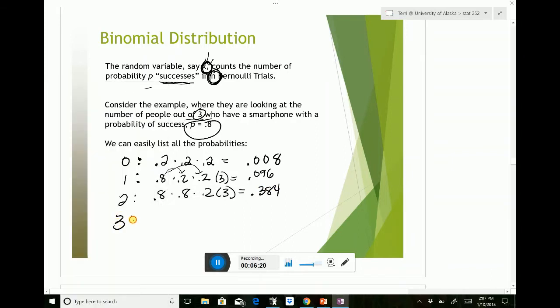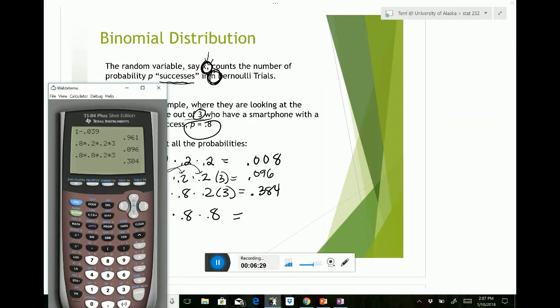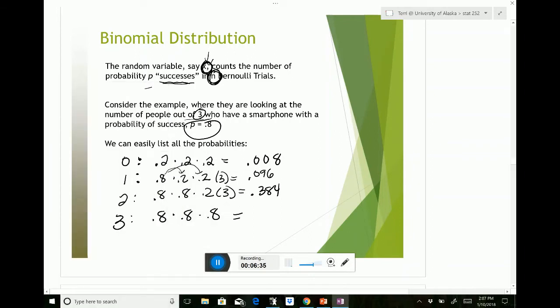And for 3 of them, 0.8 times 0.8 times 0.8. There's no different way to do that. So that's just 0.8 cubed, 0.512. Okay, so these are all the possibilities.